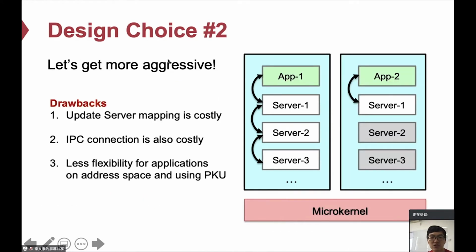The second design choice is to run the system servers within an application's address space. Therefore, the performance problem in the first design choice is avoided. However, this design has several major drawbacks. First, it requires to map a server into multiple applications' page tables, which makes updating the server's memory mappings especially expensive, since it needs to update all the application's page tables.